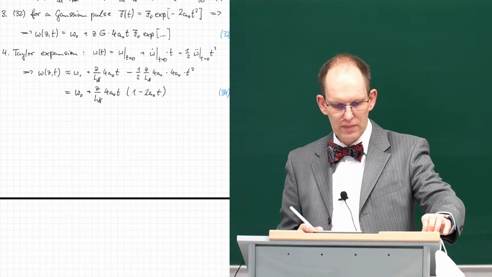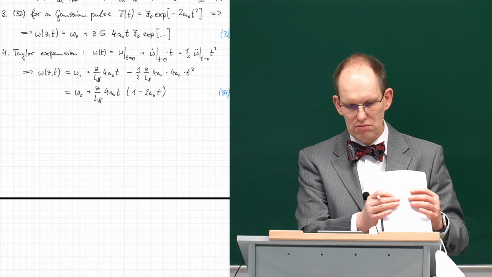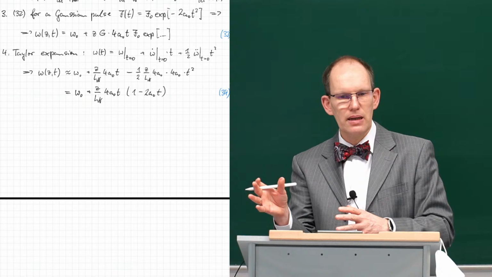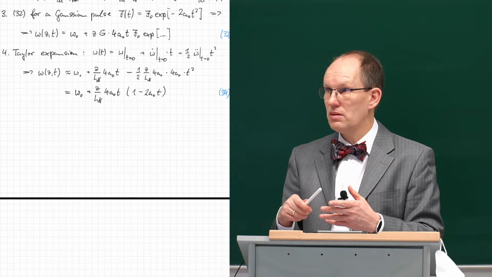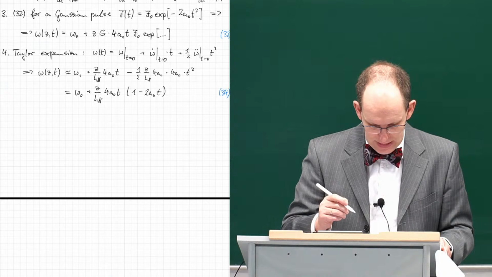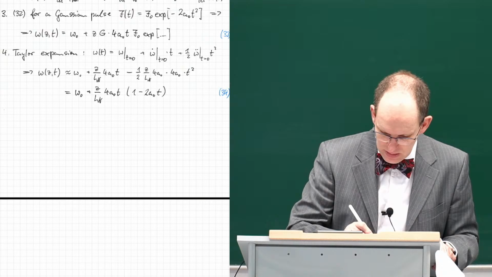Once again, the idea was to connect this chapter to chapter 14, where we found for the phase, so where we used for the phase, omega naught times t plus b naught times t squared. And now we try to relate this equation 34 to what we had in chapter 14.